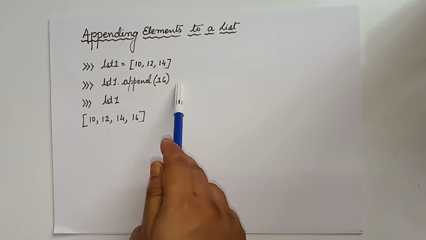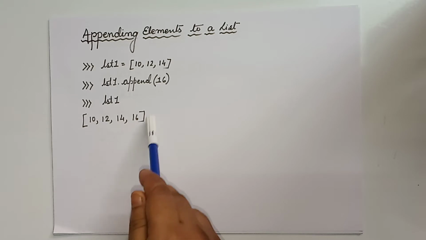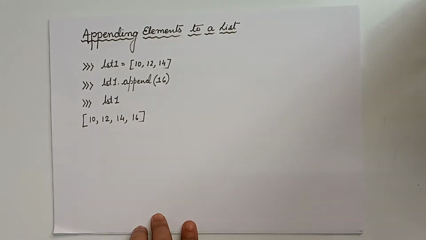After adding the new element, let's see the contents. It is 10, 12, 14 and 16. That means the 16 is added at the end of the list.